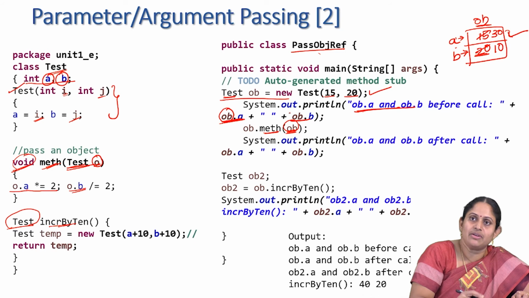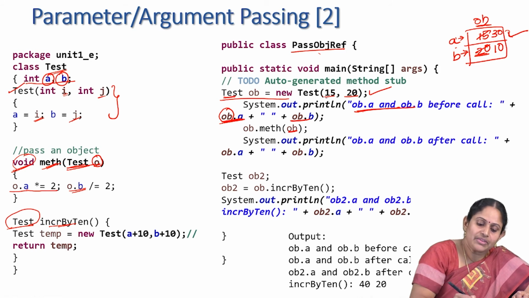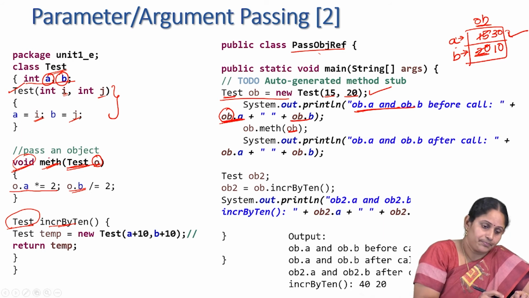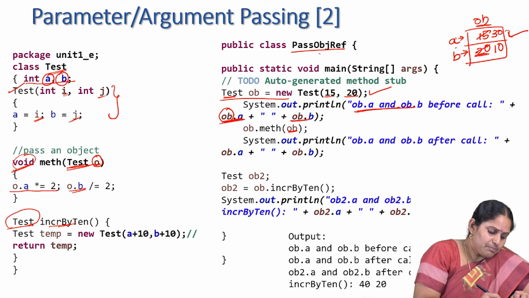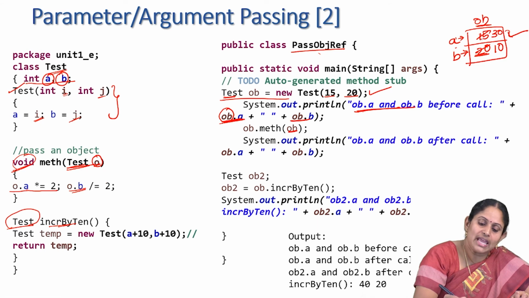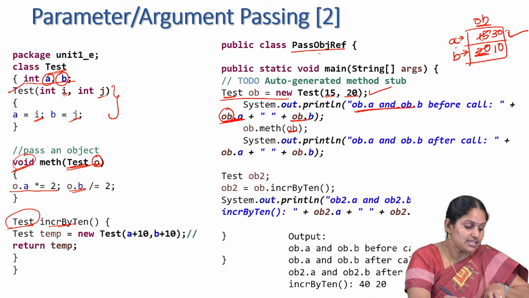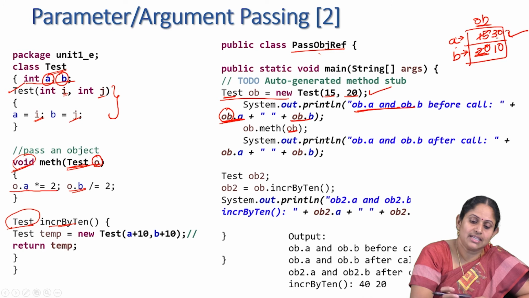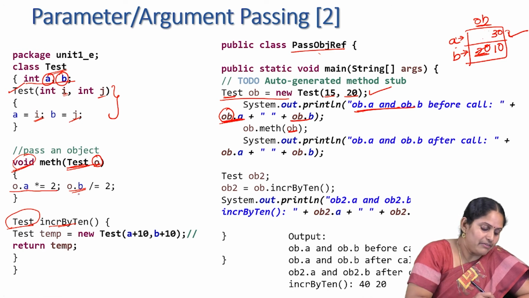So whatever change we make on this object will be reflected over here. Initially we had stored 15 and 20 on it. Now this 15 and 20 is being changed by the method. This method is multiplying the A value by 2 and dividing the B value by 2. So A value was initially 15, and when it is multiplied by 2, we get 30 there. B value was initially 20, and dividing by 2, the value will be 10 now.